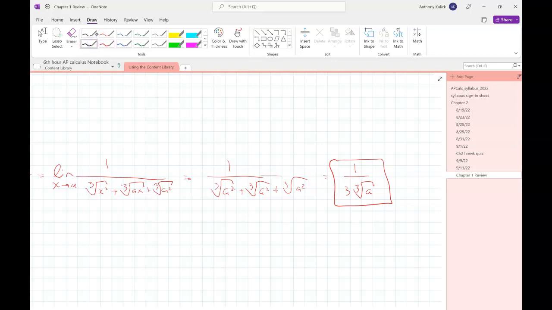It's a dirty trick, Mr. Kulik, needing to use the difference of two squares there. Or two cubes, excuse me. I said the wrong thing there.